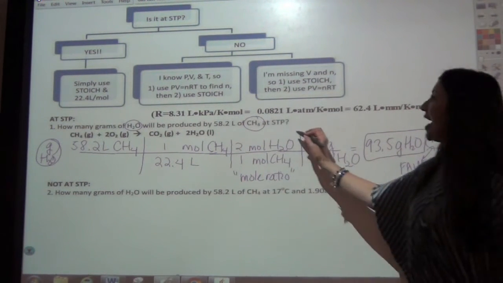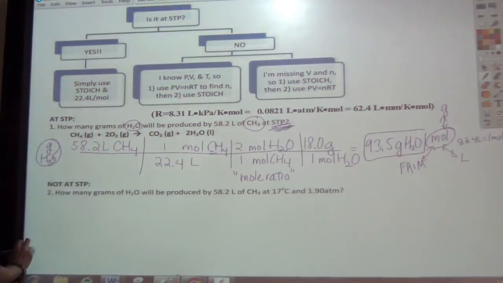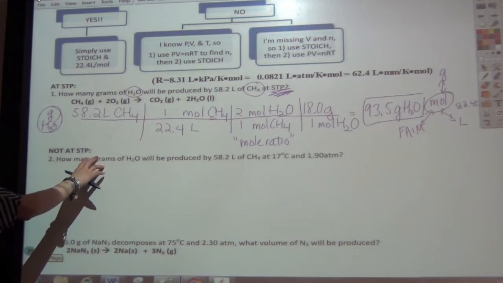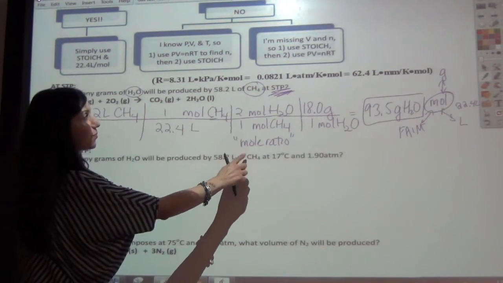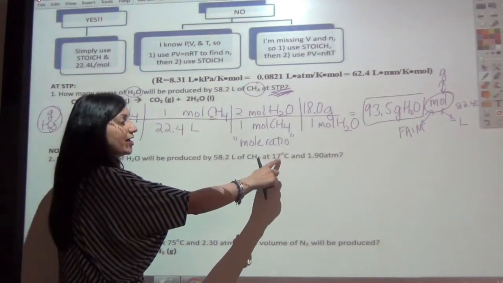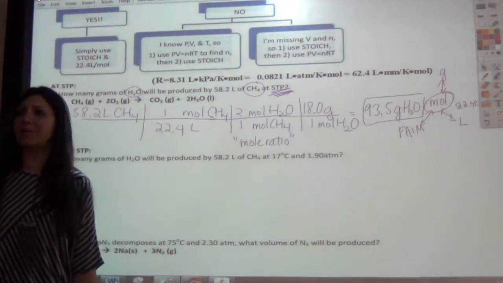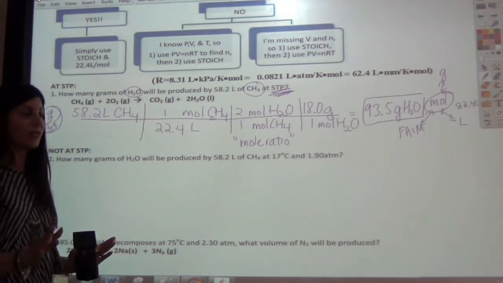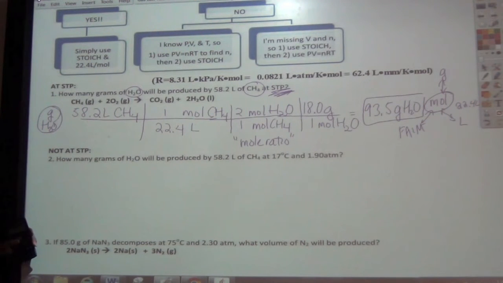So because we were at STP, we were able to do it old school. Okay? So now it says, same exact question. Look at this. How many grams of water will be produced by 58.2 liters of CH4? But now we're not at STP. We're at 17 degrees Celsius and we're at 1.9 atmospheres. So now things are different. Okay? So what we're going to do is, step number 1 is let's try to use PV equals nRT. Let's see what happens when we fill it in.